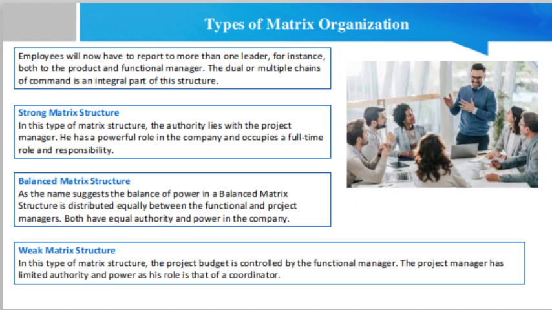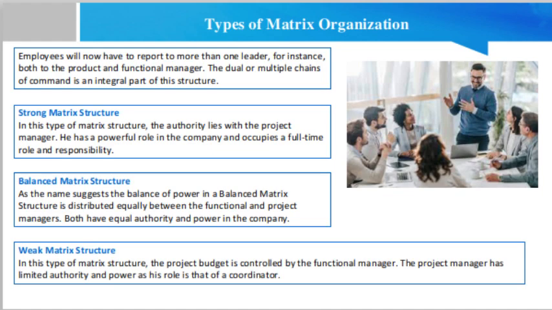Then, the balanced matrix structure. As the name suggests, the balance of power in a balanced matrix structure is distributed equally between the functional and project managers. Both have equal authority and power in the company. The project manager has a full-time role, but he receives a part-time administrative staff for project management. The project budget is controlled in an equal manner by both of them.